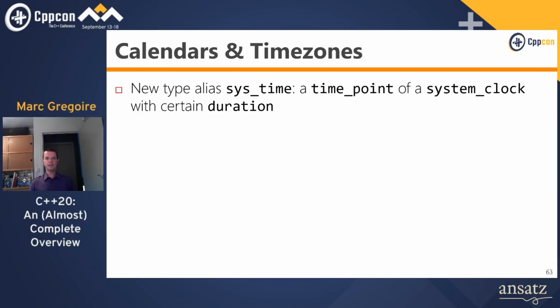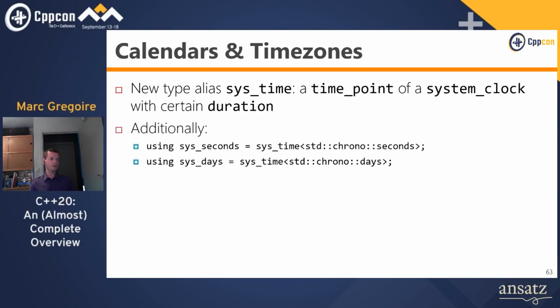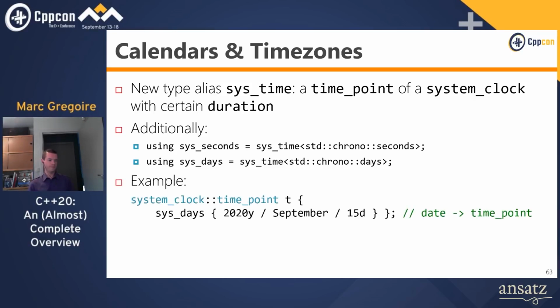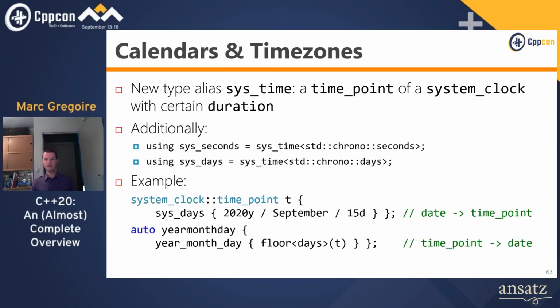One new type alias is sys_time, and that is a time point of a system clock with a given duration. And based on this sys_time type alias, there are 2 new type aliases, sys_seconds and sys_days, and these can be used as follows. So here I have a date. I have 15th of September 2020, and thanks to the sys_days type alias, I can convert this to a time point. The other way around is also possible. If I have a time point, I can convert it to a date using this syntax. And both of these examples are working with a resolution of a day, because here I'm rounding it to days, and here I'm using the sys_days type alias, so resolution is a day.